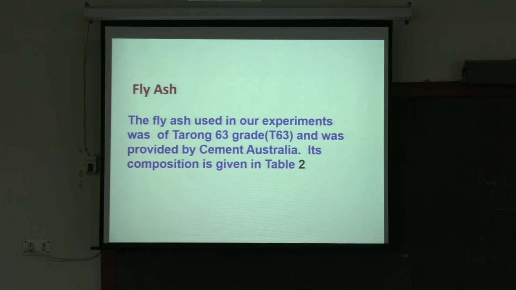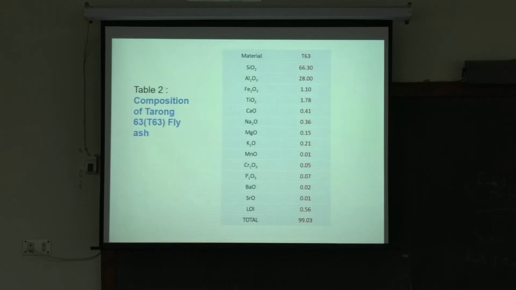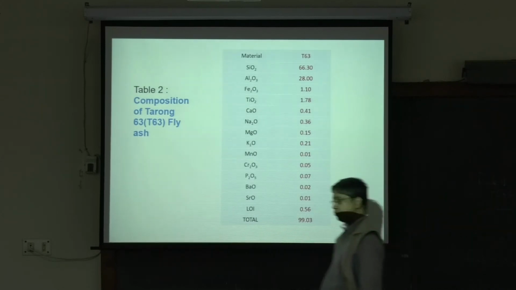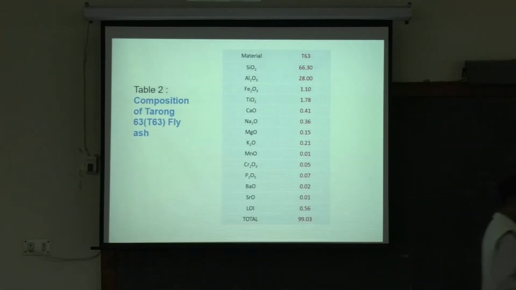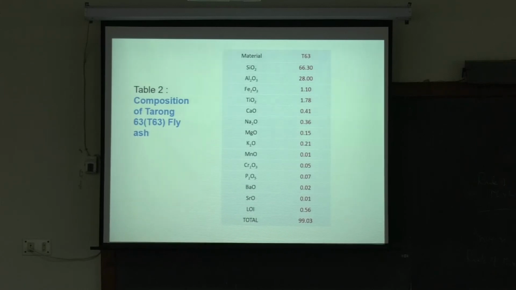The fly ash used in this experiment was of Terang 63 from Cement Australia, Brisbane. Its composition is given in table 2. You have silica, alumina, Fe2O3, TiO2. Some of the components are in very small quantity, but that's what it shows. If you're making a composite using only silica particles, there will be only interaction between the silica particles. But if you have other particles, then lots of interactions or disinteractions can happen. But that is something we cannot change. If you're going with fly ash, you have to accept whatever it is. So select fly ash which has better composition.